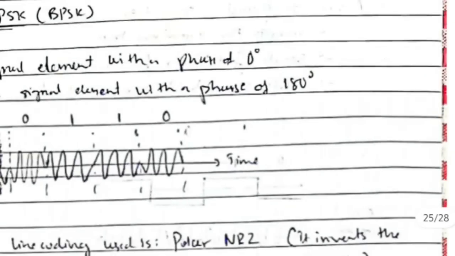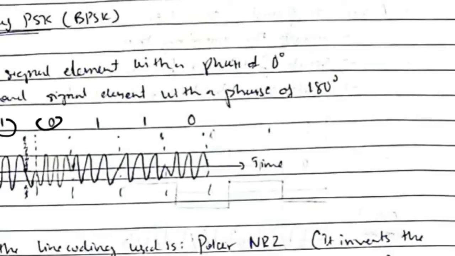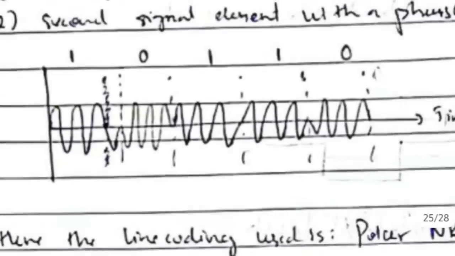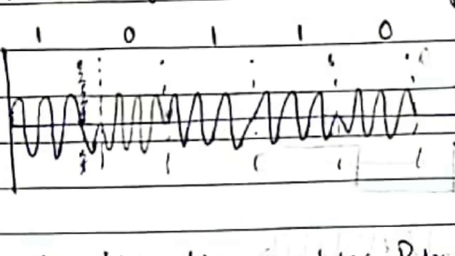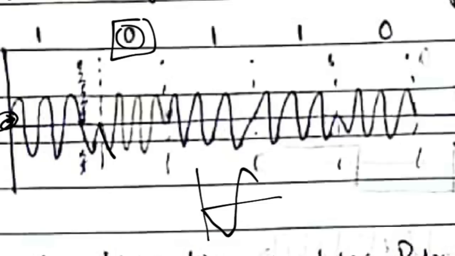Here we will be changing the phase according to the data given. The first element is 0 degree, meaning if it's 1 it starts from 0, and the second element starts from 180. If it's 0, it will start from 180. Observe carefully. If it's 1, it starts from 0 here, and if the data element given is 0, the phase will start from 180. As I mentioned, the 180 phase signal starts from here. Then the second one is 1, so it will start from 0.